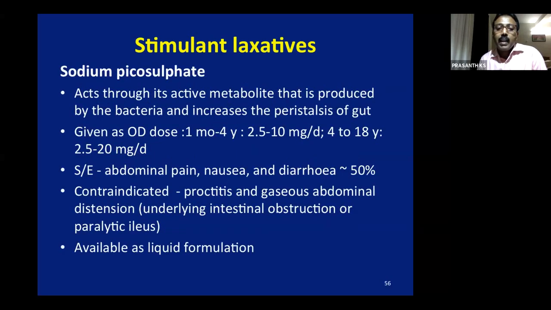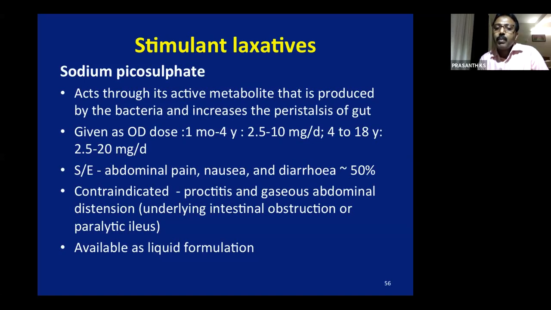The other stimulant laxative, which is very widely used, is sodium picosulfate, which is very easily available as a liquid formulation. It exerts its action by virtue of its active metabolite that is produced by the bacteria, which increases the gut motility. It is given as an OD dose. It can be given in small infants, 1 month to 4 years of age. The dose will be like 2.5 to 10 milligram per day. For older children, they can go up to 20 milligram per day.